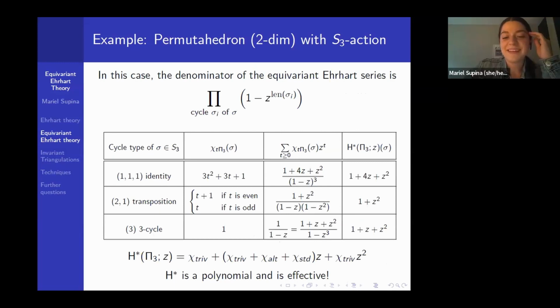I'm blanking a bit on Stapledon's original result, but I think he also had some result about what you get when you plug in z equals 1, for example. I don't remember exactly what it is, I'm sorry. But refer back to Stapledon's equivariant Ehrhart theory: lots of conjectures, lots of interpretations of how different properties of the polytope might affect the equivariant H star and things like that. He calls it phi, he doesn't call it H star, but it's the same thing.